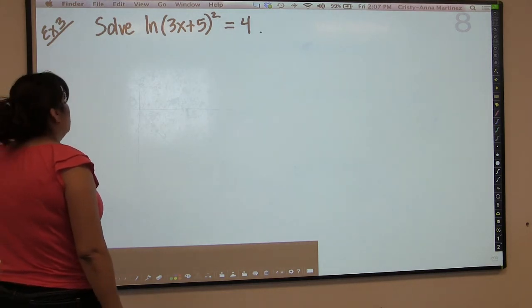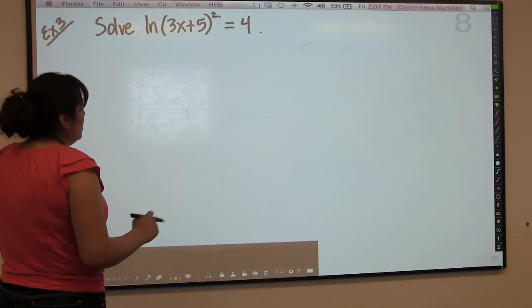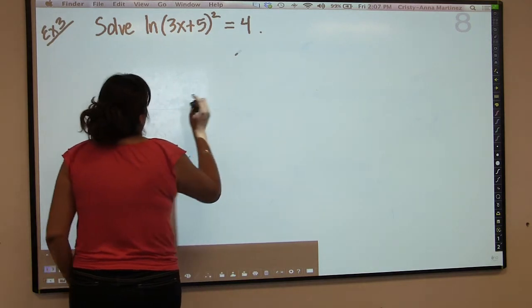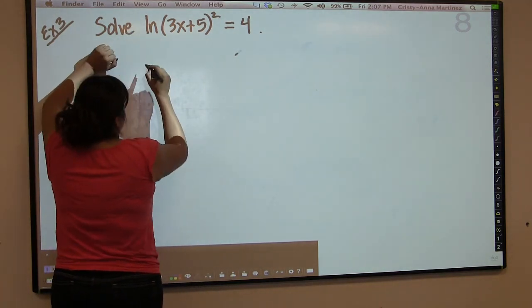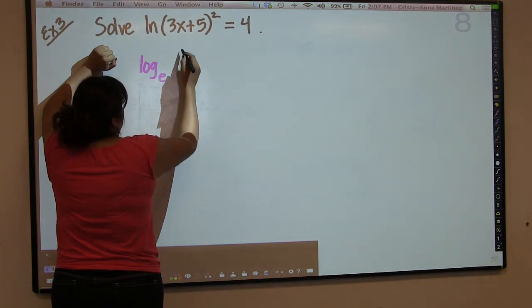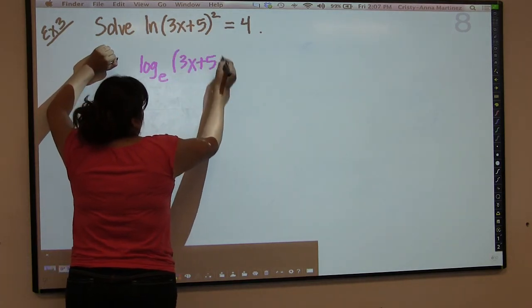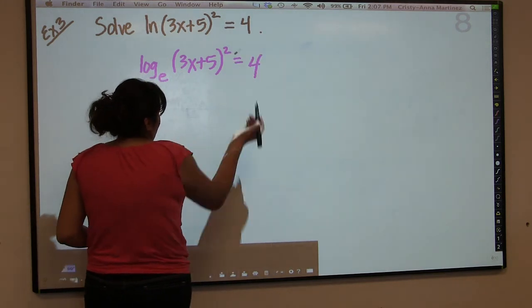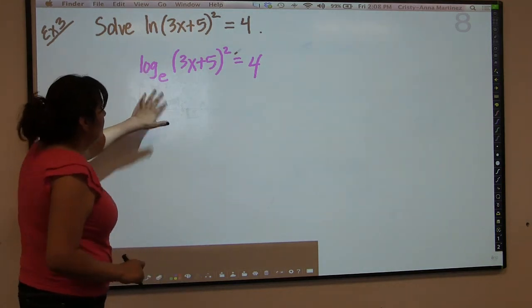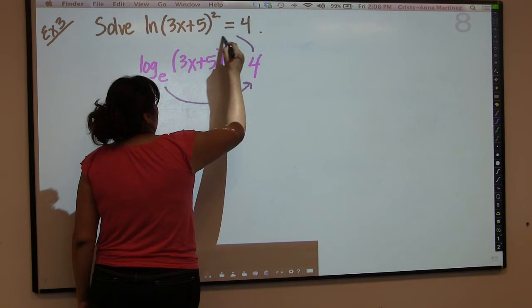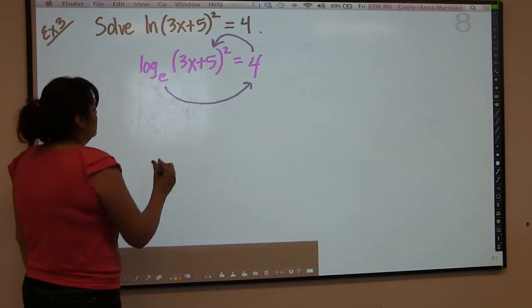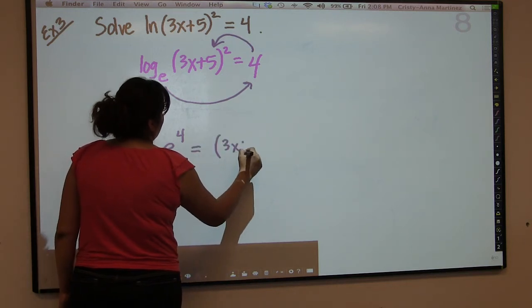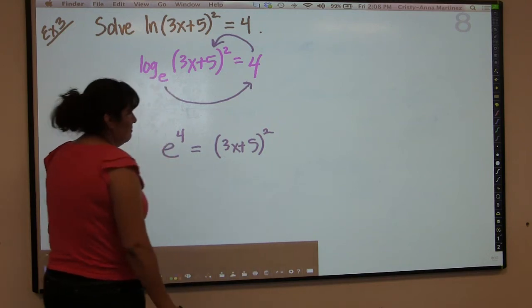You want to make sure that you can write it in exponential form, and it is helpful sometimes to remember we said that ln really just means log base e. So I can rewrite this like this. It'll probably make it easier for you to remember if you rewrite it, but you don't have to. So if I write it log base e, then I can see that e to the fourth power is this. And we've done this before, okay? So I'm going to go e to the fourth power equals 3x plus 5 squared. All right?